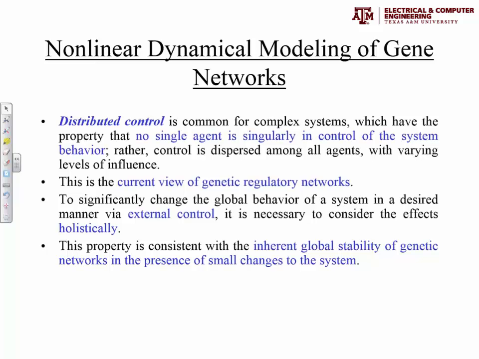Another characteristic of living organisms is distributed control. Distributed control is common for complex systems, such as living organisms, which have the property that no single agent is singularly in control of the system behavior. Rather, the control is dispersed among all agents with varying levels of influence, and this is the current view of genetic regulatory networks.